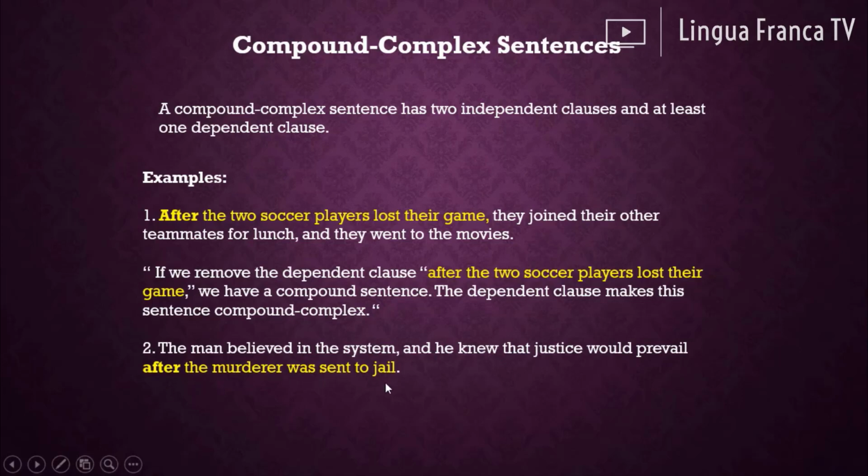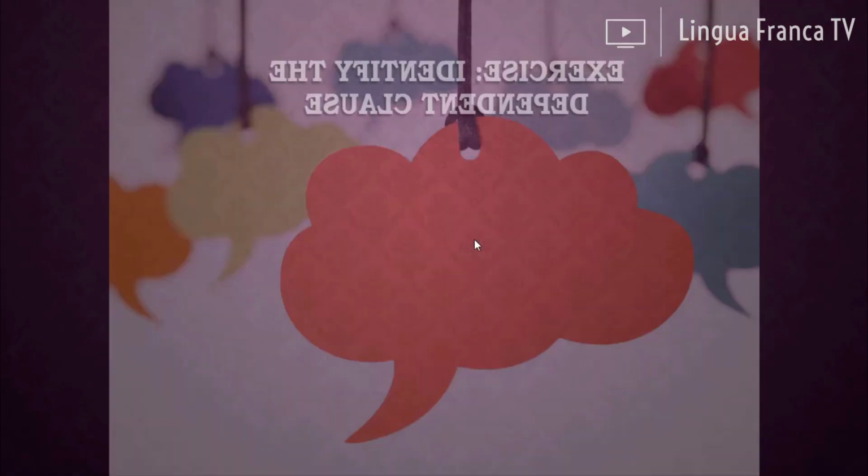After the murderer was sent to jail, so after the murderer was sent to jail is the dependent clause. The dependent clause itself possesses no meaning, no complete thought, right? It always starts with a subordinating conjunction. But when it's coming after the independent clause, it won't take any comma or punctuation. But whenever it is coming in the beginning, it would definitely take a comma after it, right? So we are moving on to the next one.